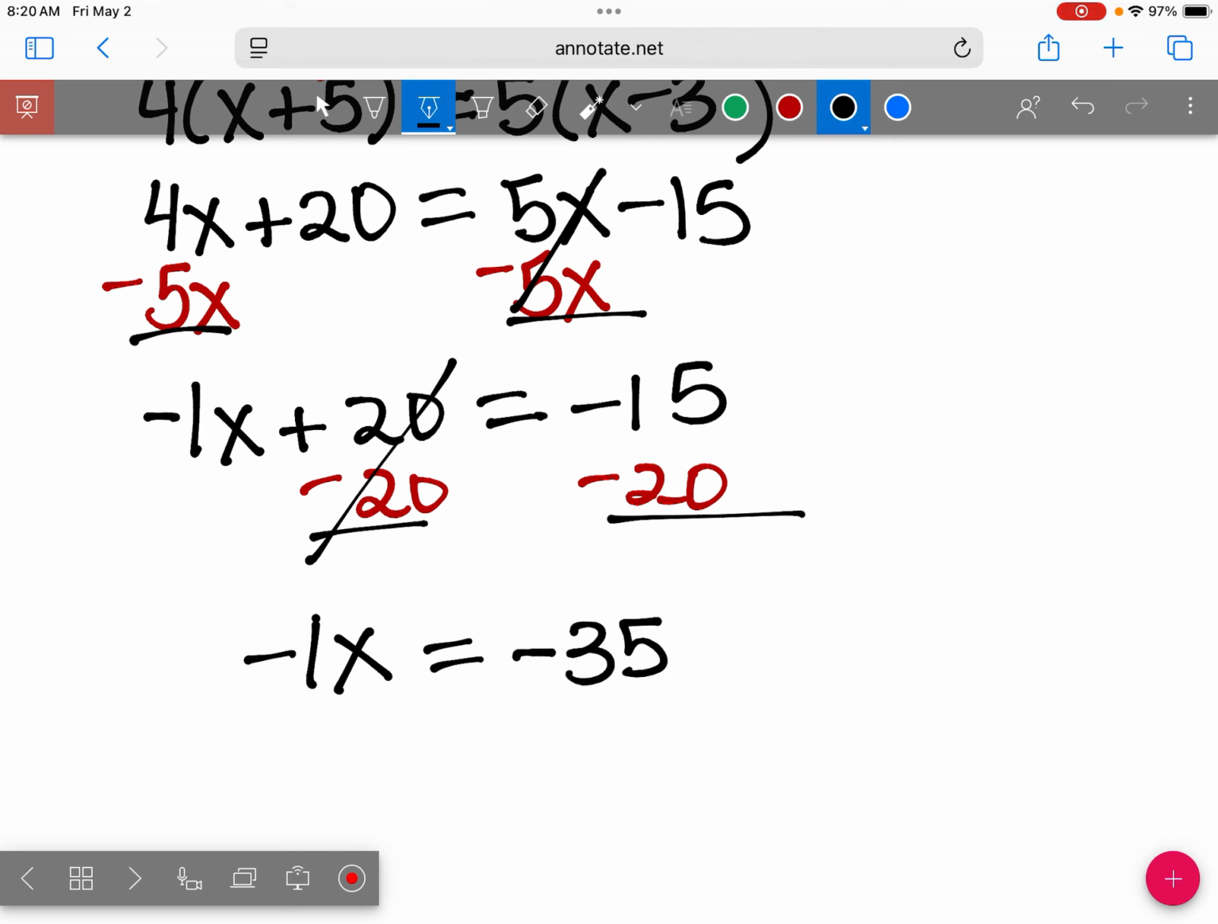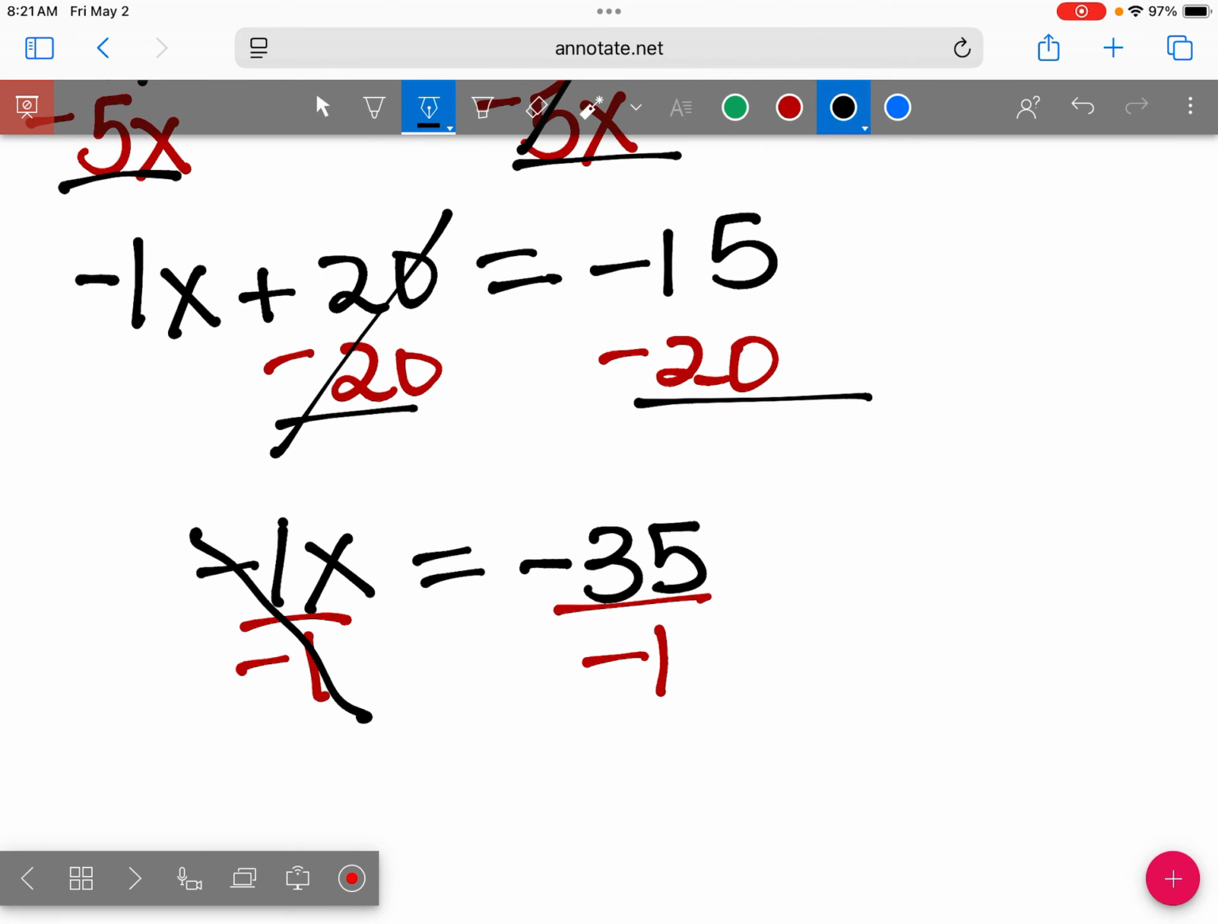And then my last step is to divide both sides by negative 1, which is going to cancel that out. And negative 35 divided by negative 1 is positive 35.